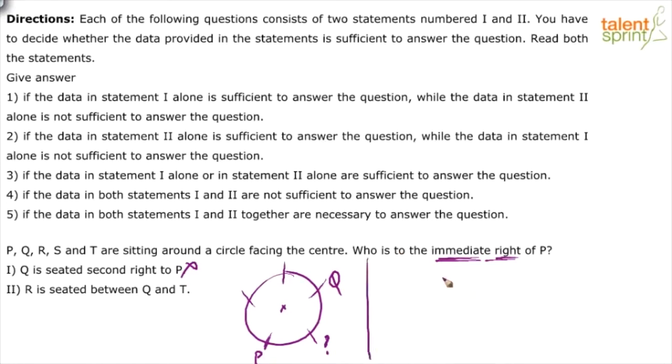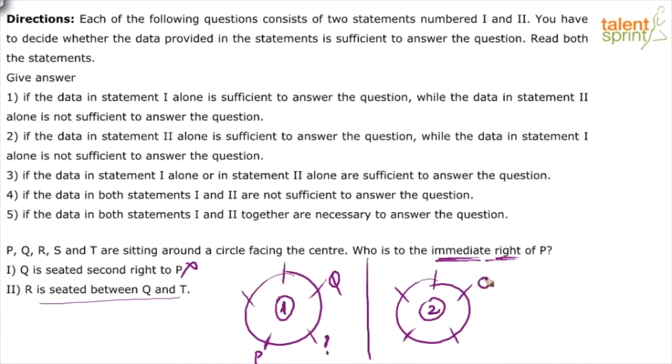I am drawing another circle for statement 2, right? Don't plot on the same one. You will get confused. We are trying independently first, right? So try only statement 2 now. This is only statement 1. This is only statement 2. Later on, we'll combine. Statement 2 says R is seated between Q and T.